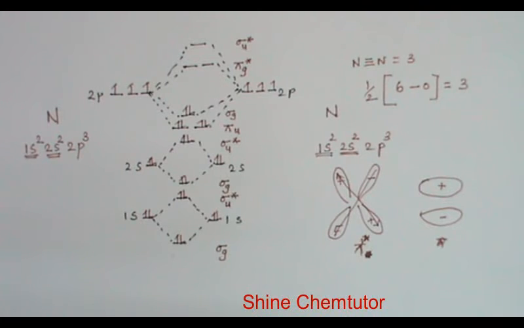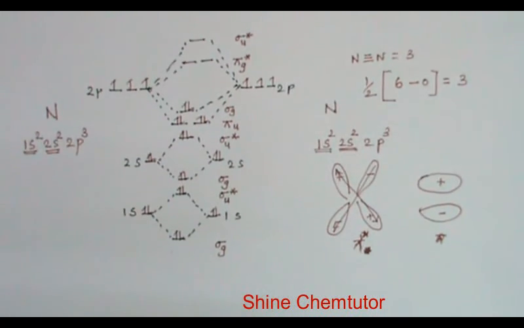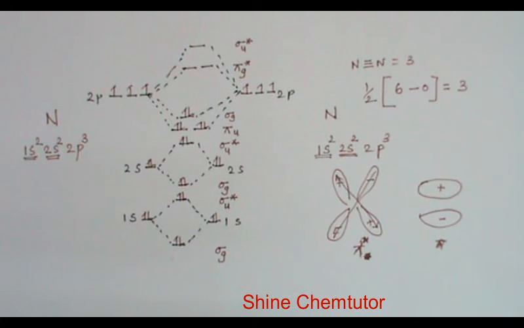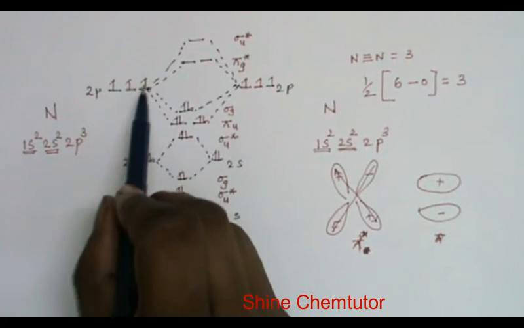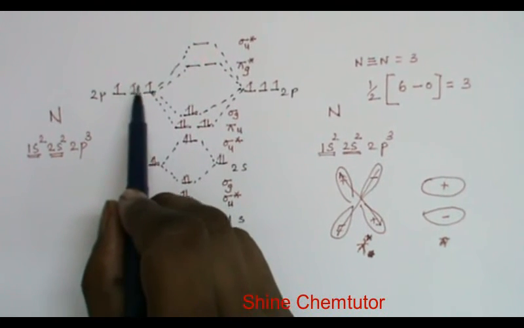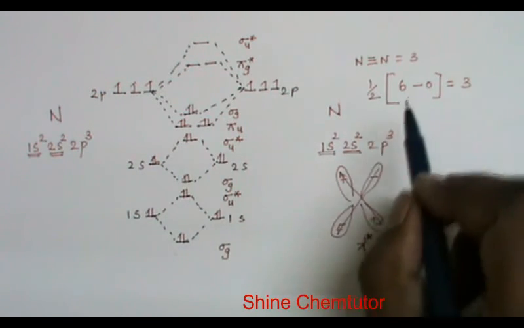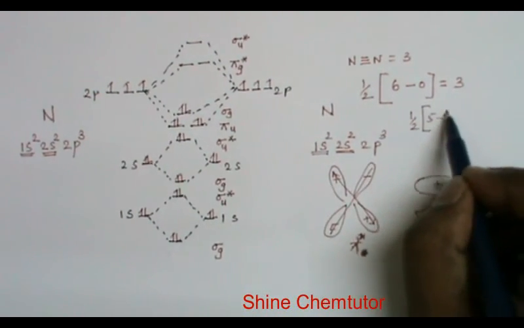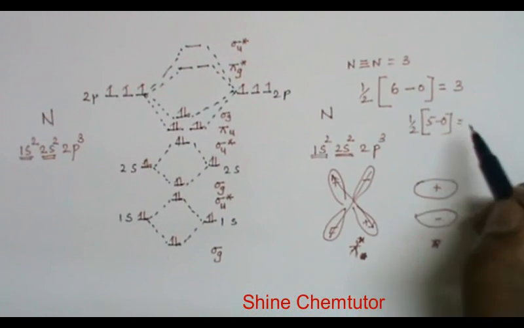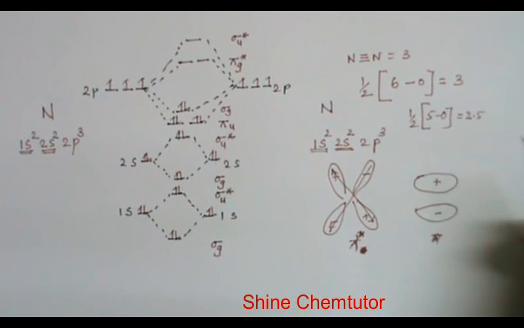What about N2 plus? In the 2p orbital, there will be only 5 electrons, not 6. When I go for N2 plus, I have to remove 1 electron from this. So there will be only 5 electrons. So if I go for the formula of 5 minus 0. There won't be any electron in the antibonding. So what I get is 2.5.